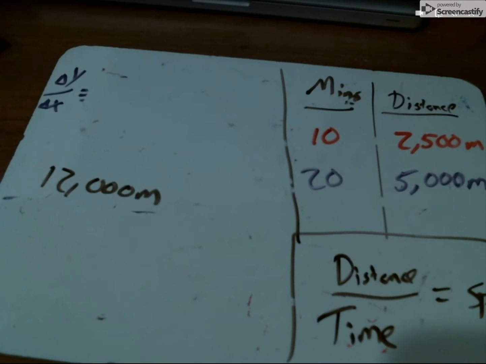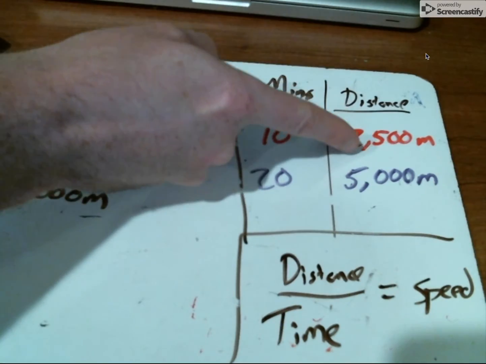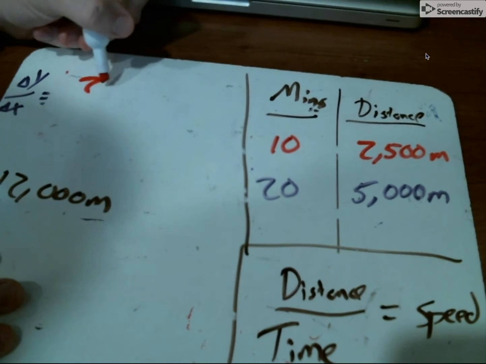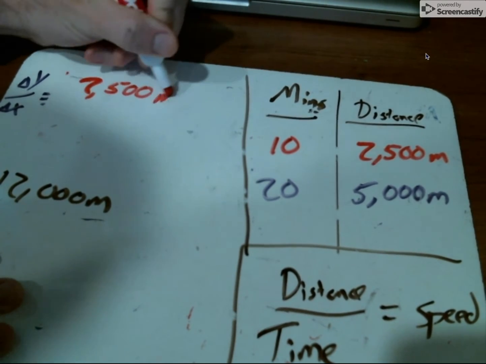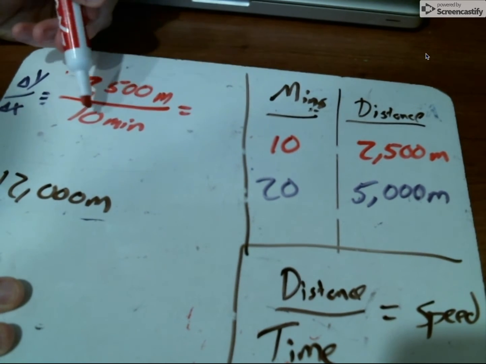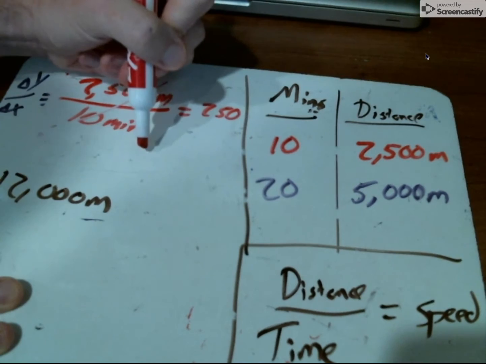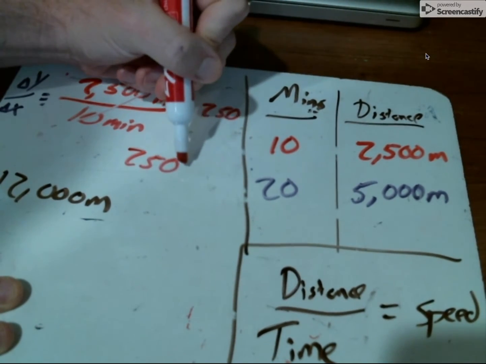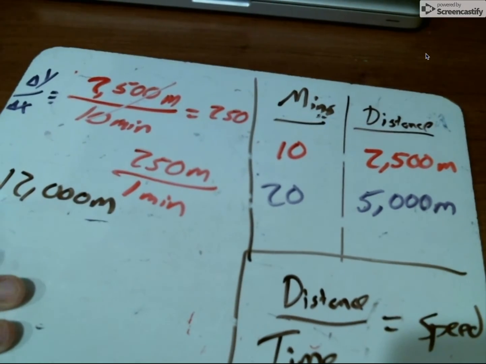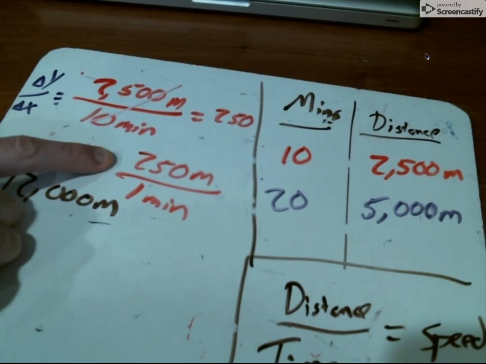If I want to know how fast Markin's going, I can take one of those data points. So we'll take the 2,500 meters in 10 minutes. 2,500 meters is my y change, how far he went, and it took him 10 minutes to do that. When I divide by 10, that's just going to knock off a 0 there, and we get 250. Specifically, that's 250 meters for every 1 minute. If you did 5,000 divided by 20, you'd see the same unit rate, the same speed of 250 meters every 1 minute.